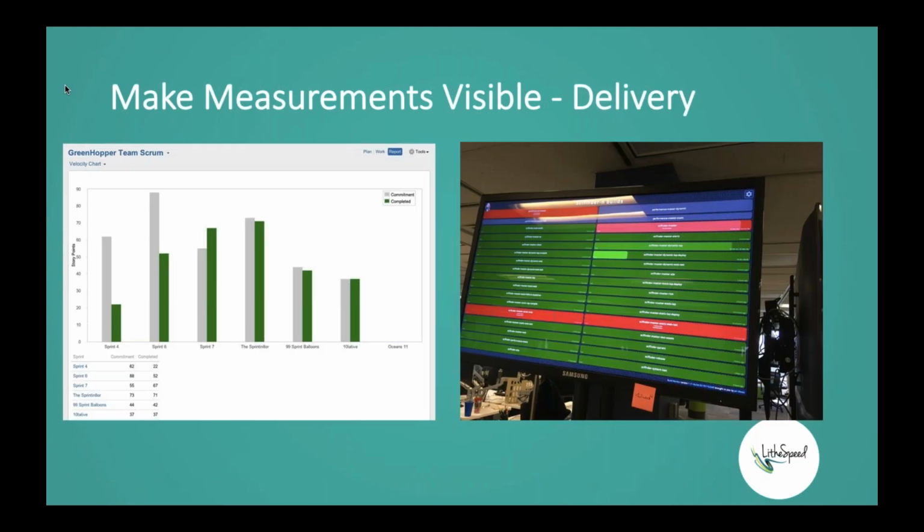Here's a couple of others that I'll focus on. The one on the left is coming out of Jira, and that's measuring team predictability, if you will. It's a team velocity chart. The gray bar represents what the team signed up to do in each sprint in terms of number of points, and the green bar represents what they actually delivered. And so you see over time this convergence to where the team is able to deliver what they plan and plan what they can deliver.